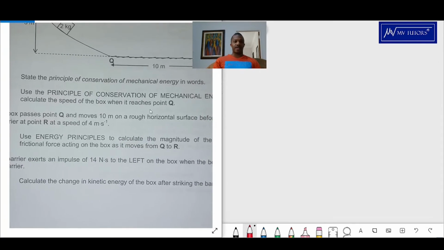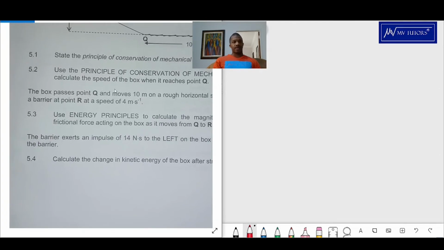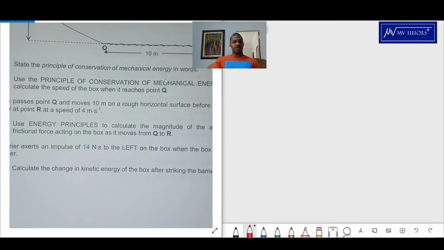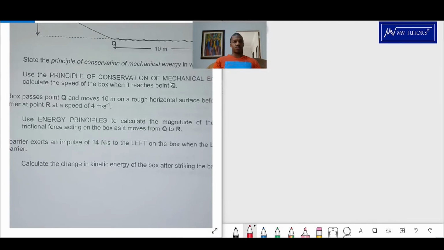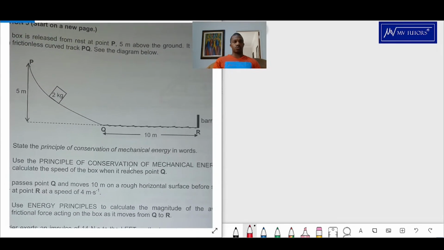conservation of mechanical energy, well, it's just simple. Mechanical energy in a closed system remains constant. So that means potential energy plus kinetic energy before is equal to potential energy plus kinetic energy after. So mechanical energy before is equal to mechanical energy after. Now it says use the principle of conservation of mechanical energy to calculate the speed of the box when it reaches point Q. Let us do that.